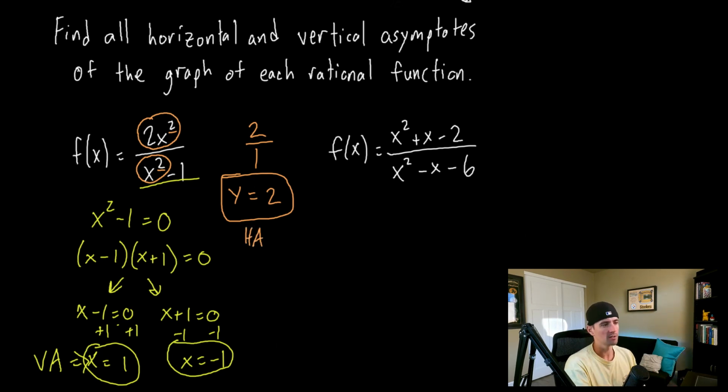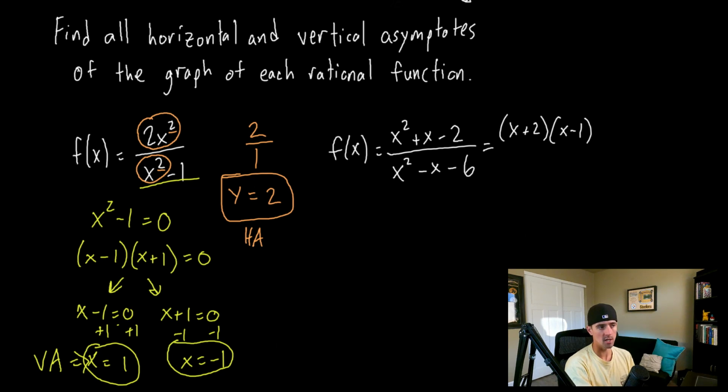Okay, let's do another example. First of all, we want to make sure that we have no common factors. To do that, we need to start by factoring the top of our fraction and the bottom of our fraction, the numerator and the denominator. Factoring this numerator, we need two numbers that multiply to negative 2 and add to positive 1. That would be negative 1 and positive 2. So x plus 2, x minus 1.